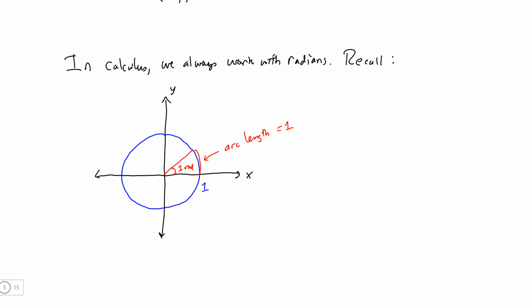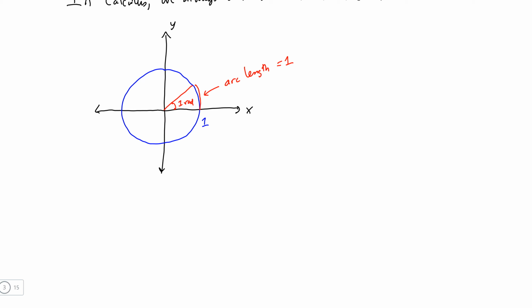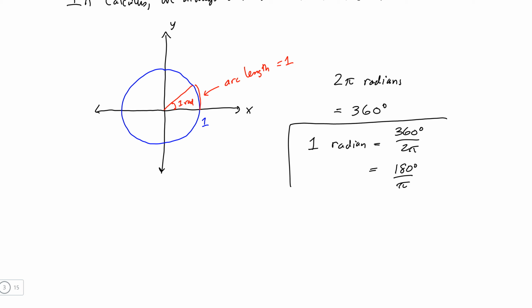So we can use this now to relate radians and degrees. Going all the way around would be 2 pi radians, and that would give me an arc length of 2 pi, which is the whole circumference. But this should also be 360 degrees to go all the way around. So if I divide, that says 1 radian is 360 degrees over 2 pi, which is 180 degrees over pi. So that's how you convert. This is the formula you use to convert between radians and degrees.